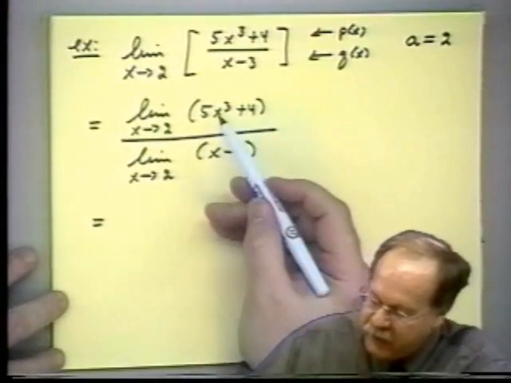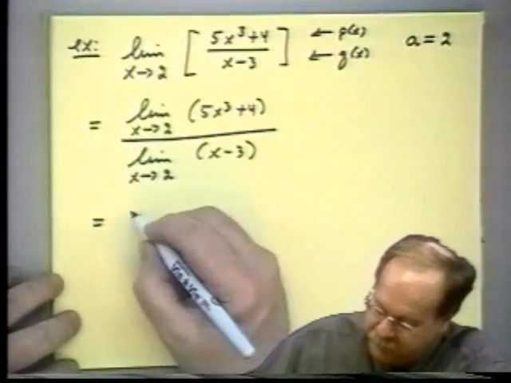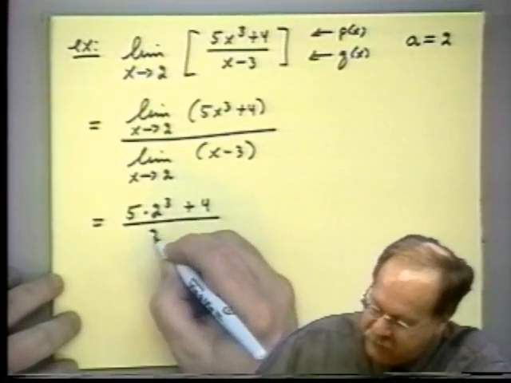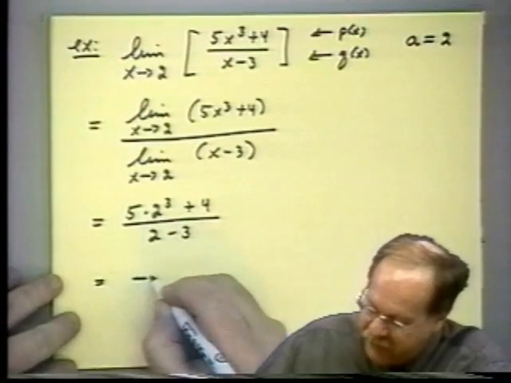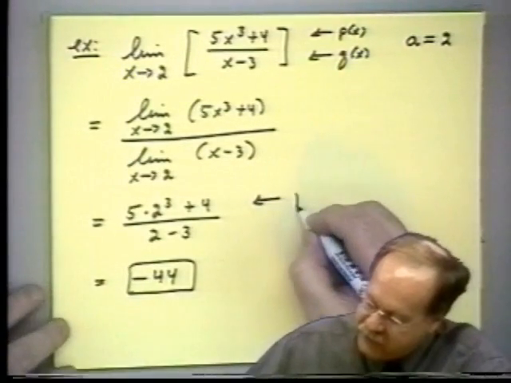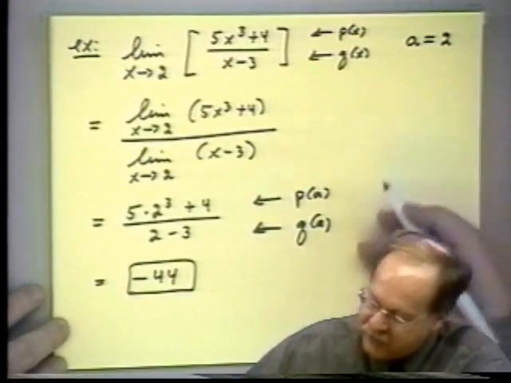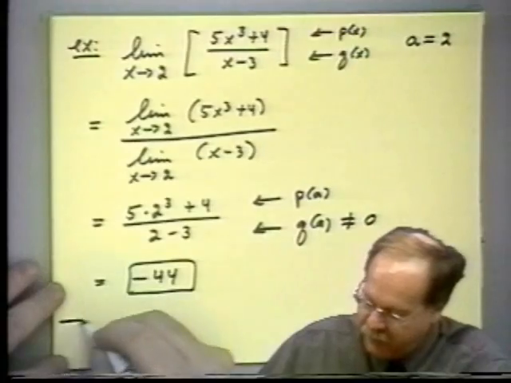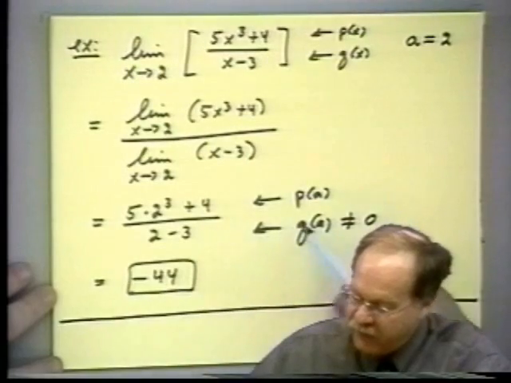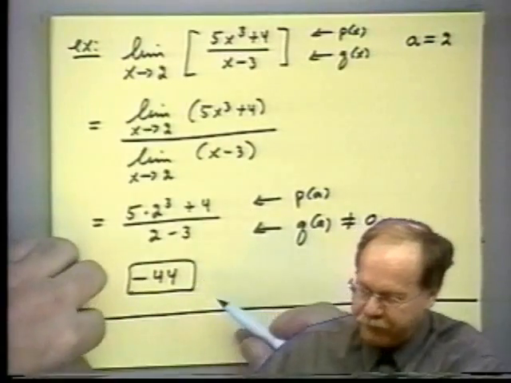These are polynomials, and we know that for polynomials, limits like this are simply substitution, so we can substitute. So this is 5 times 2 cubed plus 4 on the top, and on the bottom we have 2 minus 3. If you simplify that, you get minus 44, and that turns out to be the limit. What I want to point out here is that the top here is p of a, the bottom here is q of a, where a is 2 in this case, and notice that q of a is not 0. So this is an example of case 1, where q of a, the denominator, does not go to 0. And so there are no difficulties. You end up with a real number.